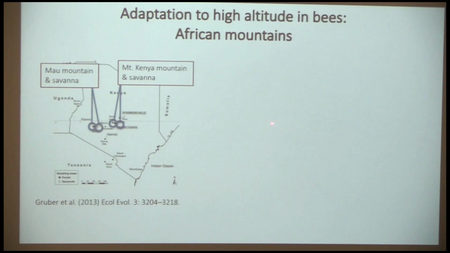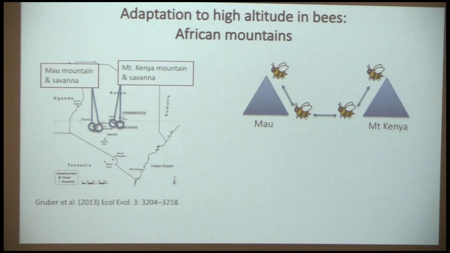We've been using samples that were collected from two pairs of highland and lowland populations in two mountains in Kenya, Mau and Mount Kenya, and the morphological description of these was published in this paper. And a really nice advantage of this system is that you have basically two highland populations that are separated from each other, but that they can have gene flow with the lowland population. So you have two replicates in a way.